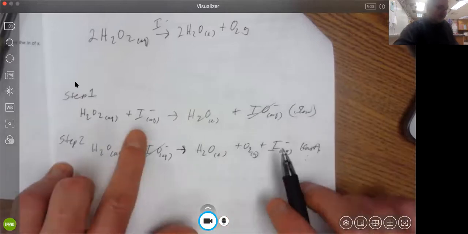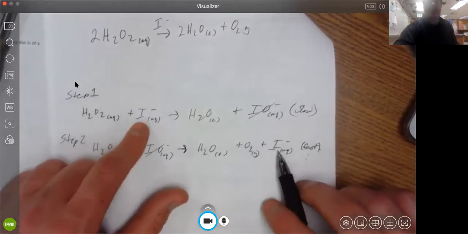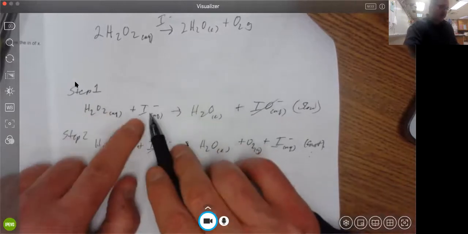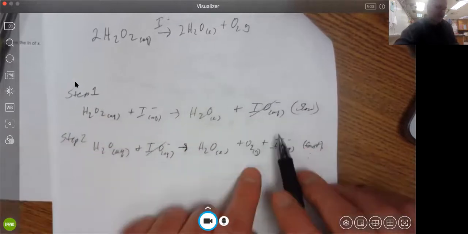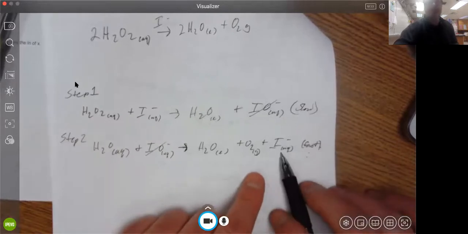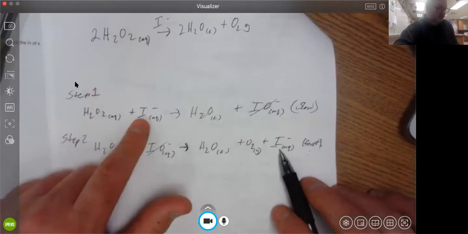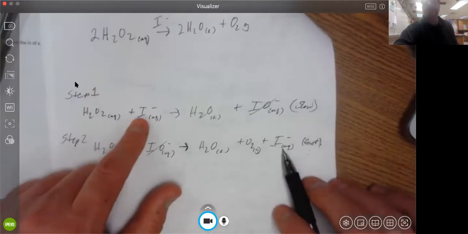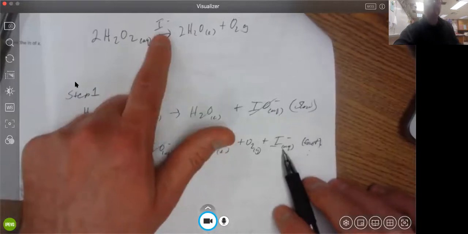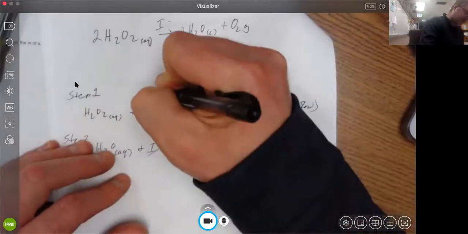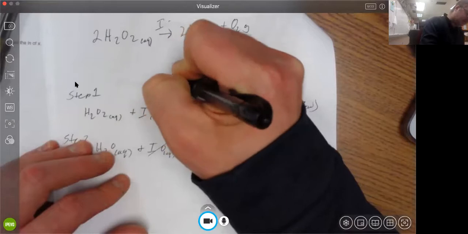Now you might be looking at this and saying, oh, but what about this guy? Well, take a look here. This is used up in this first reaction, and then it's reproduced in this second reaction. What type of compound do we call something that gets used and then would reform? Well, here's a little hint. It's written above the arrow. Catalyst. You got it. That is actually a catalyst.